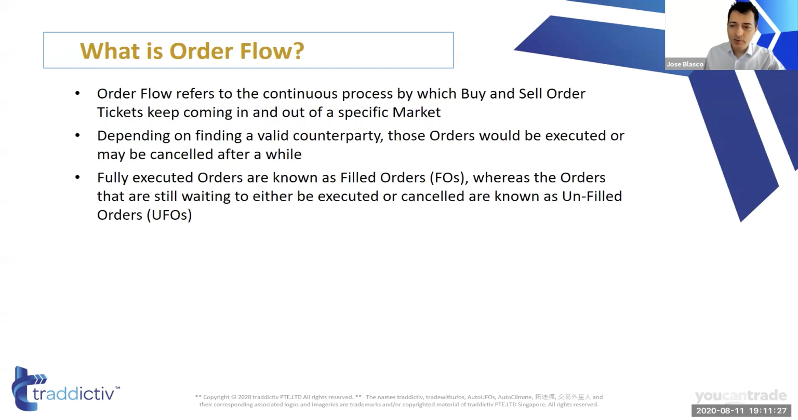Whereas the orders that are still waiting to be either executed or canceled are known as unfilled orders, and we call them UFOs, which of course also stands for unidentified flying object. You will see that when we plot them on the chart, they're going to be like flying saucers. They're going to be round circles. It's a good coincidence that UFOs also stands for unfilled orders, as you will see.